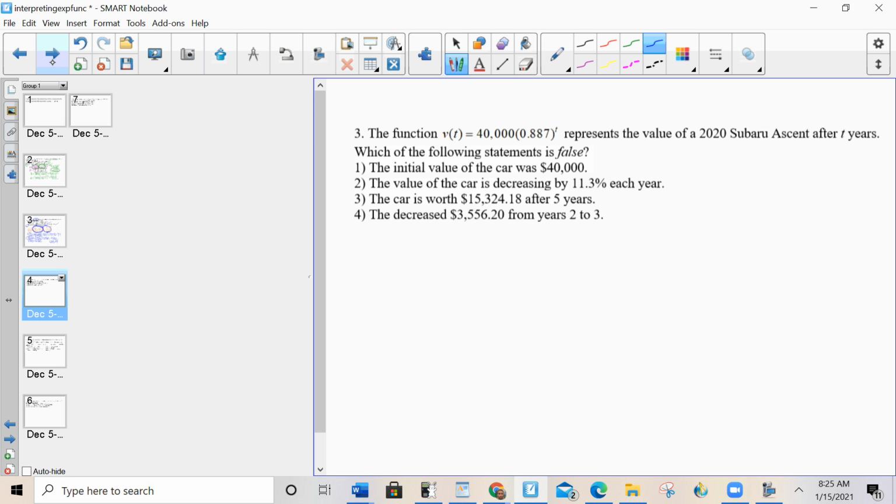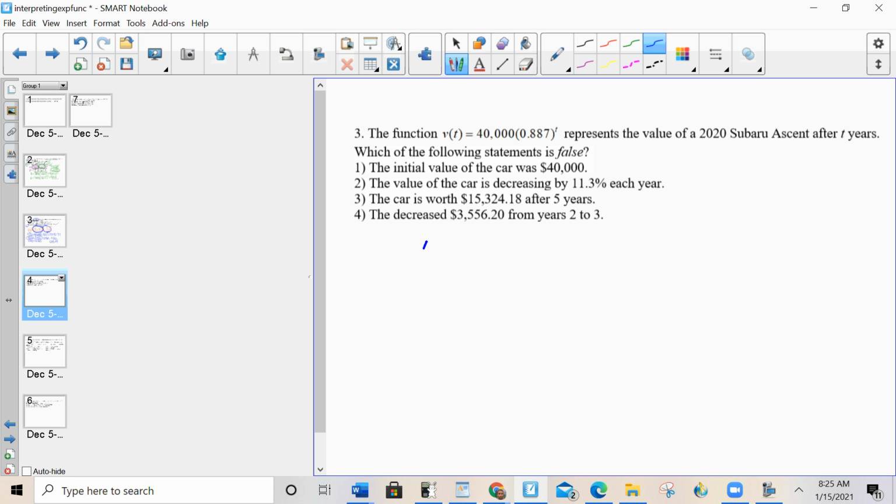So let's look at the function. The reason I want us to go over this one together is because, well, you'll see. This thing just froze. Let's see if it unfreezes. Okay, I'm unfrozen. Sorry about that.